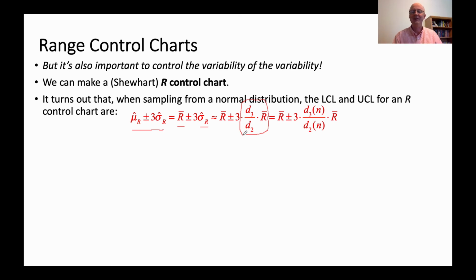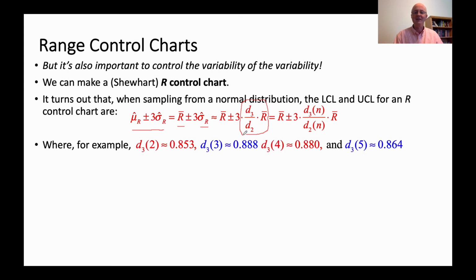Okay, we're not going to get into a ton of details other than just to say, here are some special values. D3 of 2 is 0.853. When your samples are of size 2, this number in the numerator is 0.853. D3 of 3 is about 0.888. D3 of 4 is about 0.880. D3 of 5 is about 0.864. Interesting. D3 goes up at least at first before it starts going back down a bit. Don't worry about what D3 represents, just be able to use it in this formula.